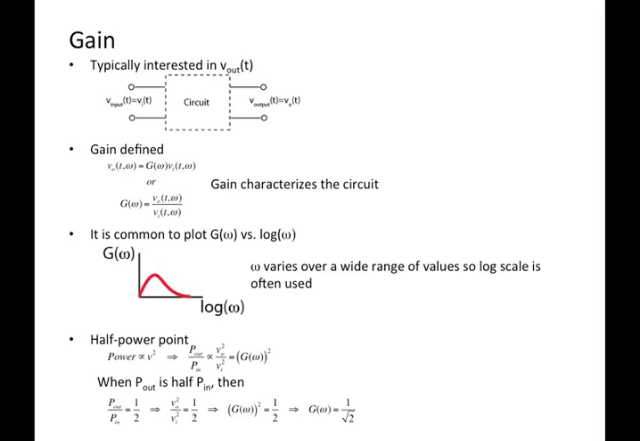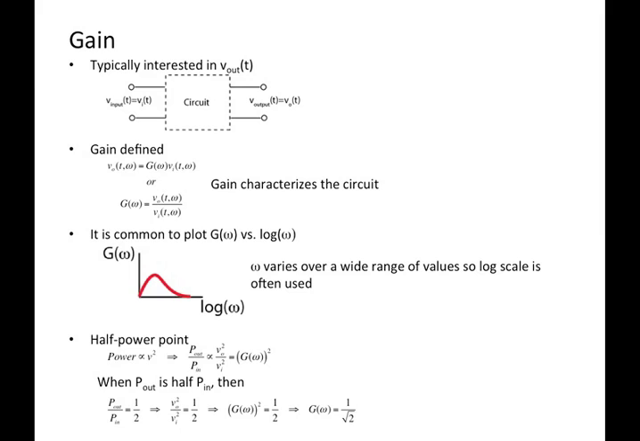is proportional to V squared. Okay, that's just something you can look up in an introductory textbook. And so the power out over power in is equal to the gain squared. So when the power out is half of power in, then you have P out over P in is a half. V out squared divided by V in squared is equal to a half. That means the gain squared is equal to a half, or that the gain is equal to 1 over the square root of 2. Okay, why is that?